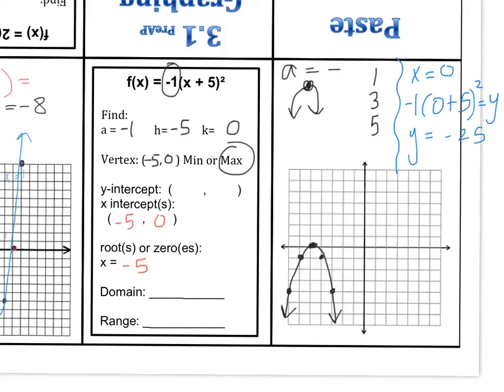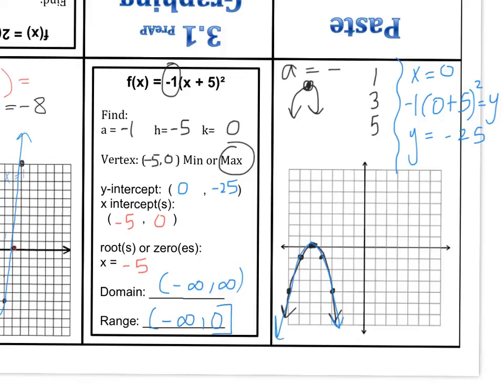So 0, negative 25. The domain is negative infinity to infinity, as usual, because it's always going on to the left and right forever. The range is going to be from bottom to top, since it's going on forever down, so it's going to be negative infinity all the way up to the y of the vertex, which in this case is 0. As you can see, the y is 0.